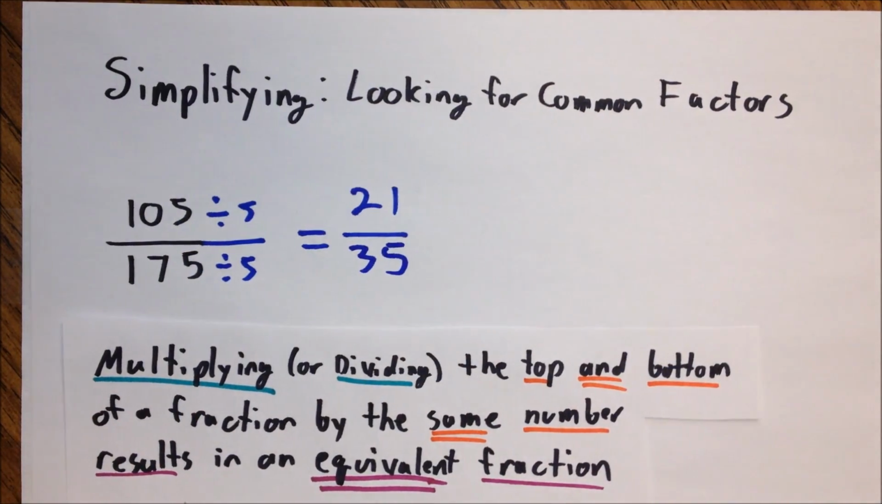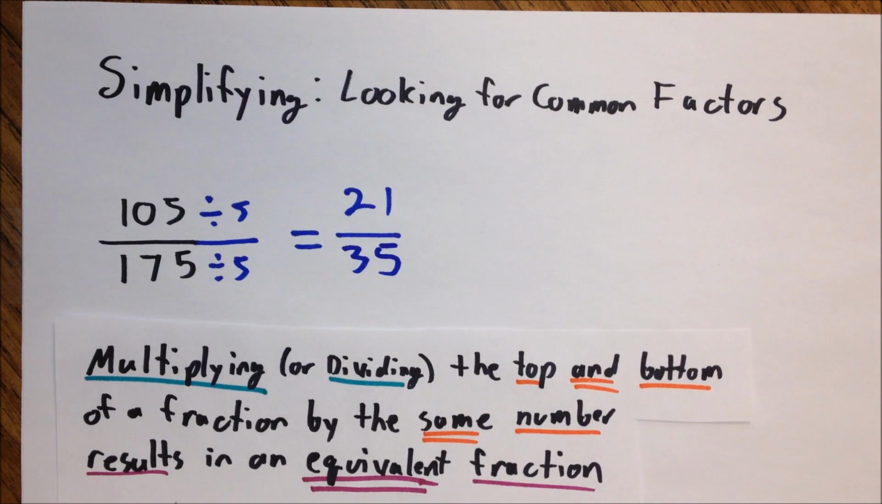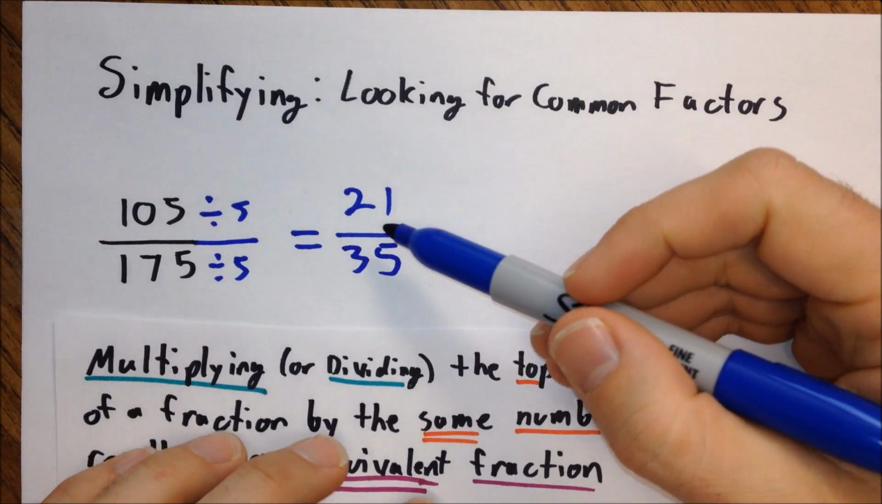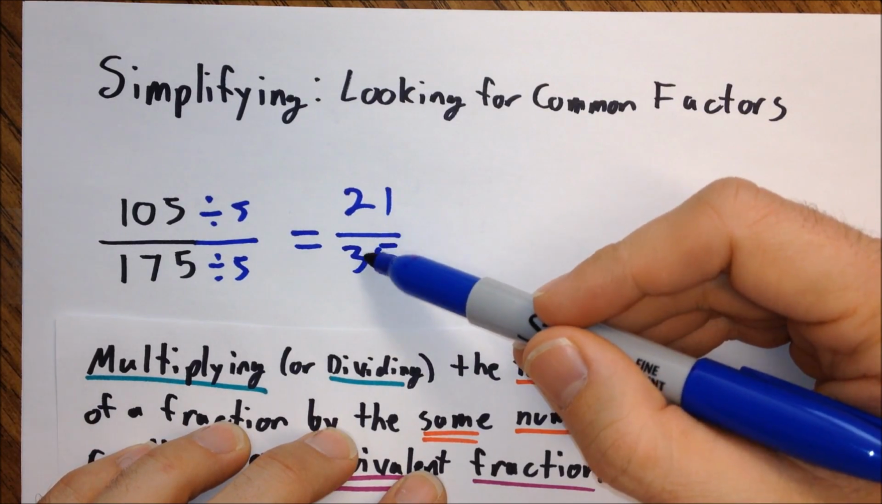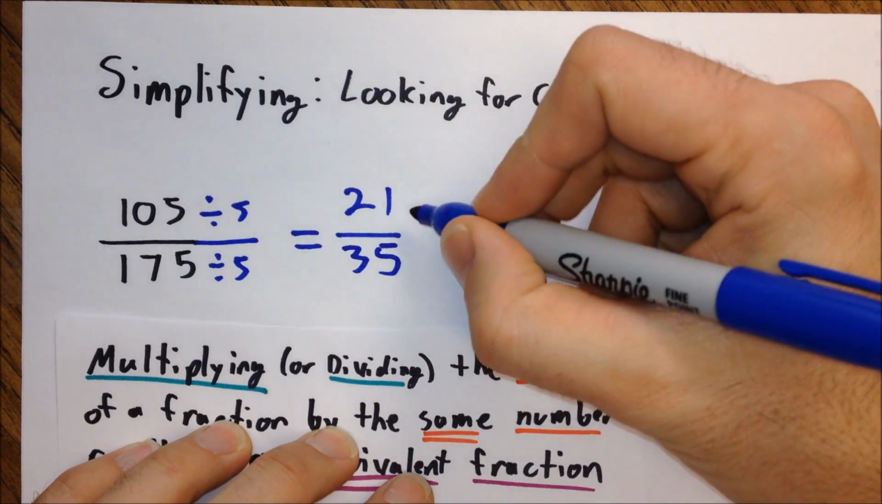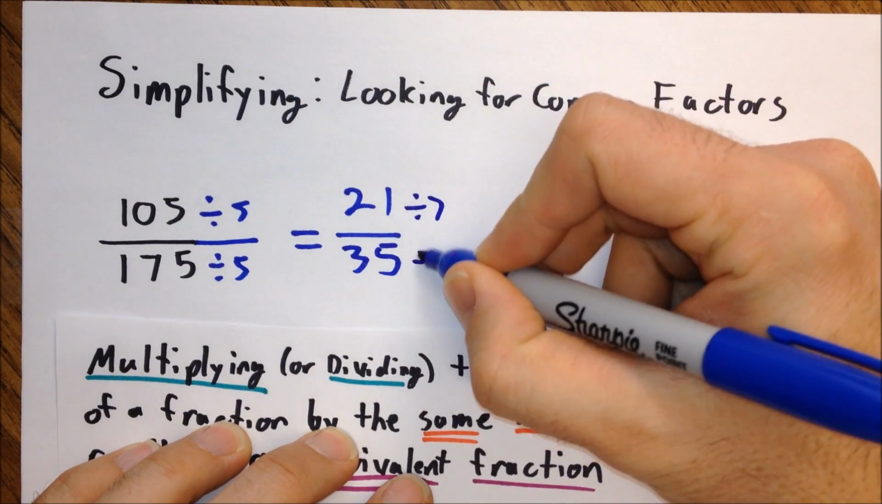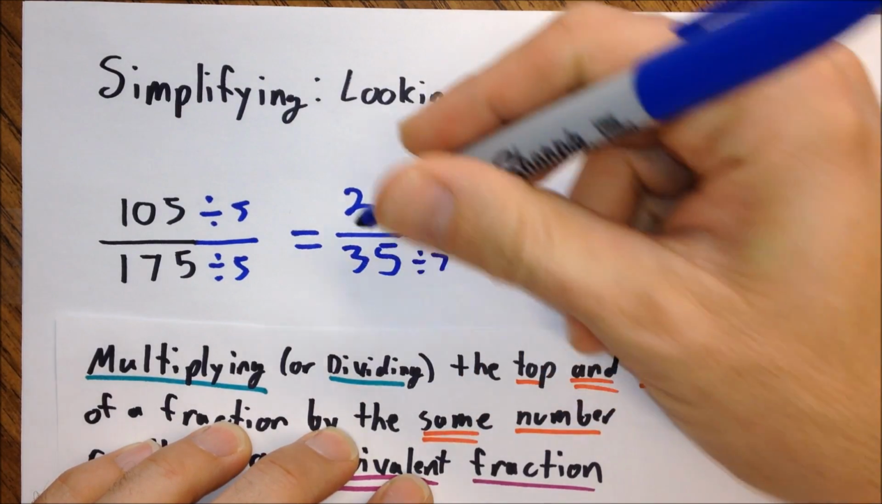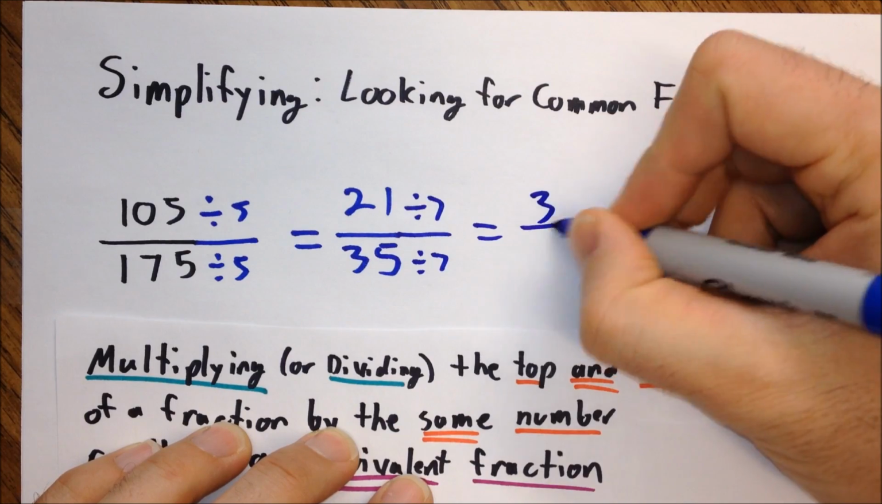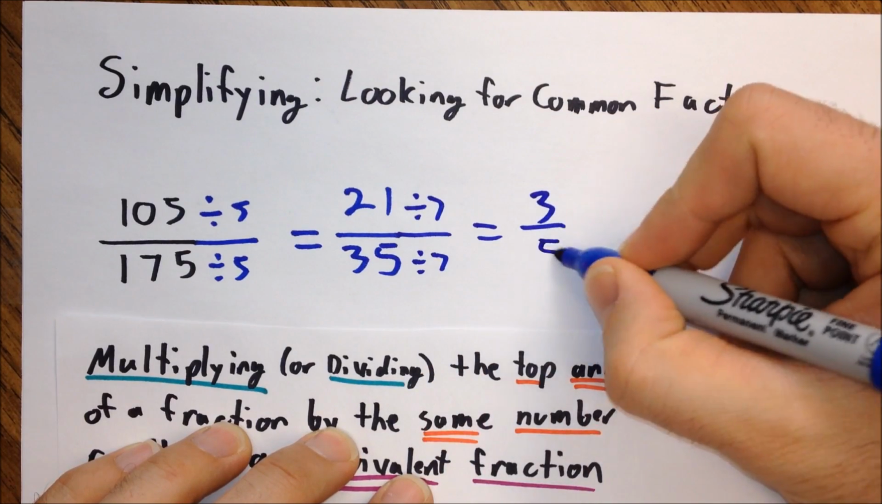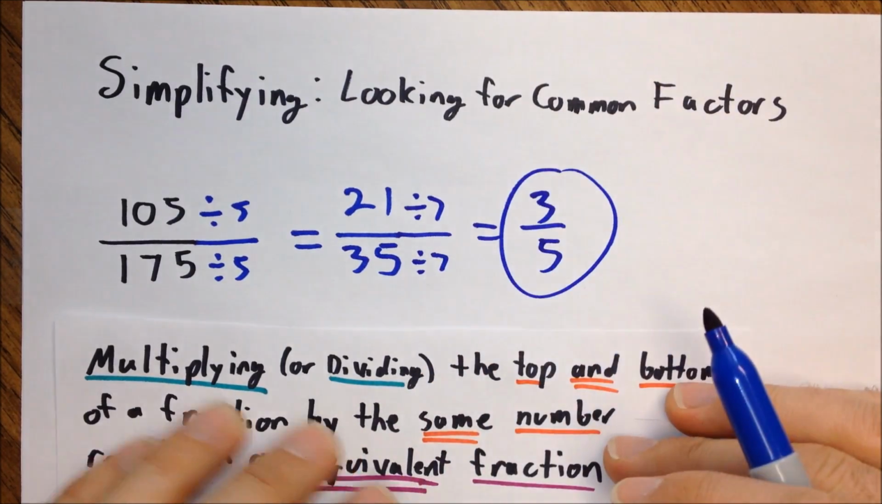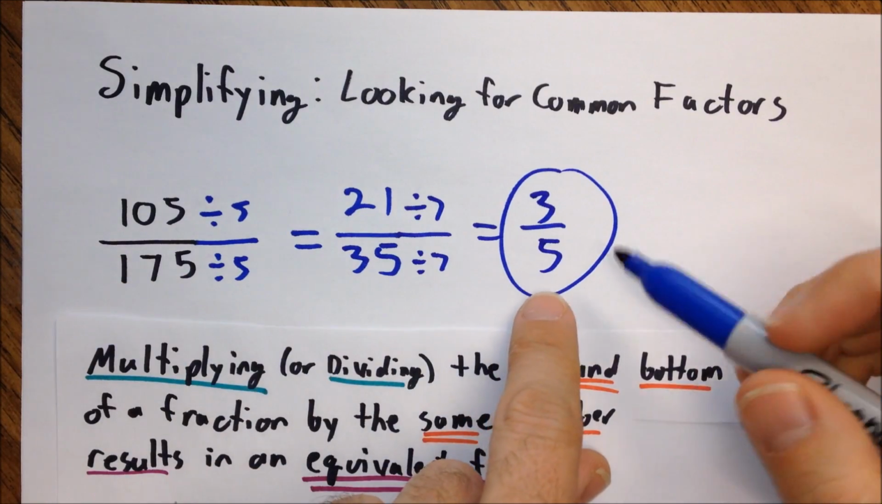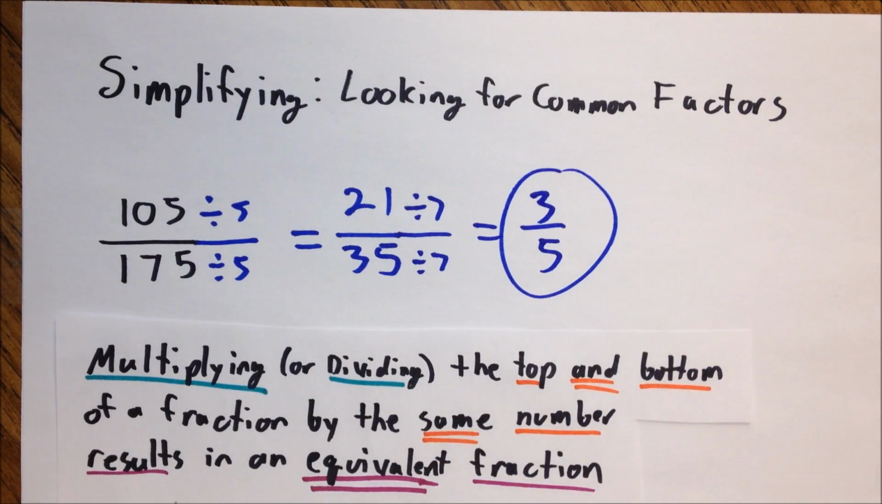which is 21 over 35. Now it might be that you realize we're not quite done, and the answer is we can make it even simpler. We can make it even simpler by noticing that these two are both multiples of 7. So I can divide the top by 7, divide the bottom by 7, and then I get 21 divided by 7 is 3. 35 divided by 7 is 5. And so this complicated number, 105 over 175, simplifies down to 3/5.